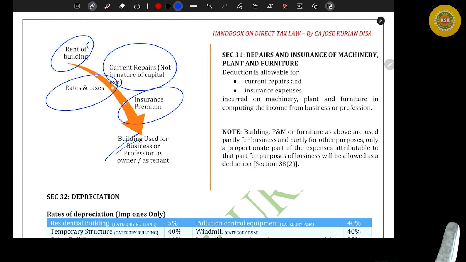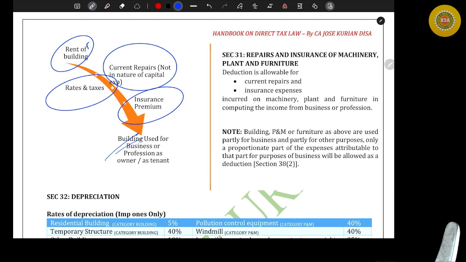Are you all here? When you compare 30 and 31, normally rates and taxes, you are not required to pay any taxes to the municipality for installing an AC in your office. So rates and taxes will not come. But you can take an AC on rent. That is possible. And the rent that you pay for the AC, you cannot claim as a deduction under 31. Why? 30 to 36 is specific. Only those items mentioned under 30 to 36 are allowed as a deduction there. So what to do with the rental charges of plant and machinery? 37. Not from 30 to 36. You have to adjust it under section 37.